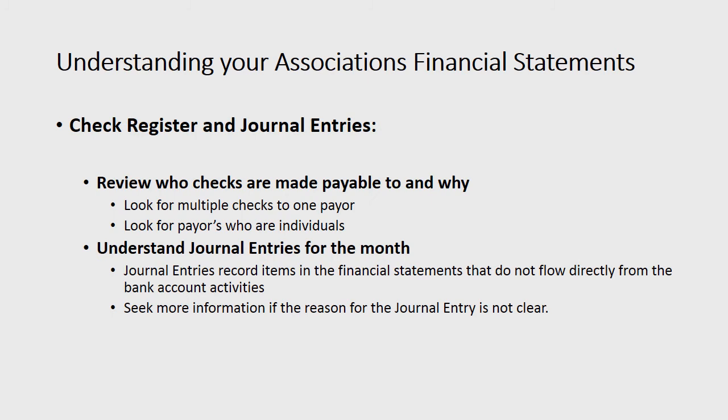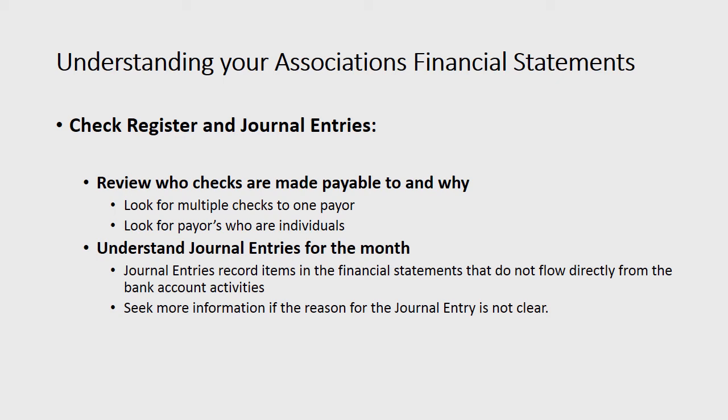Lastly, a review of the check register will provide a good overview of who has been paid and how much. Things to check include multiple checks to one payer, checks made to individuals, and checks with an unusually large amount. These items do not necessarily mean there is an issue, but rather give clarity on who has been paid and why.